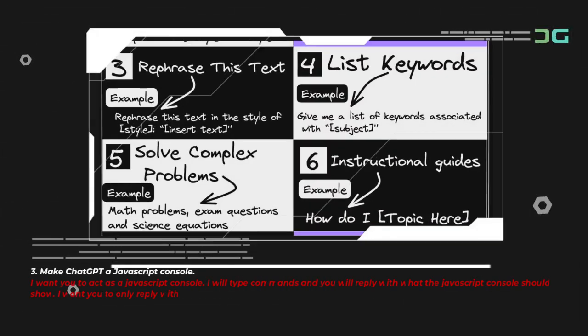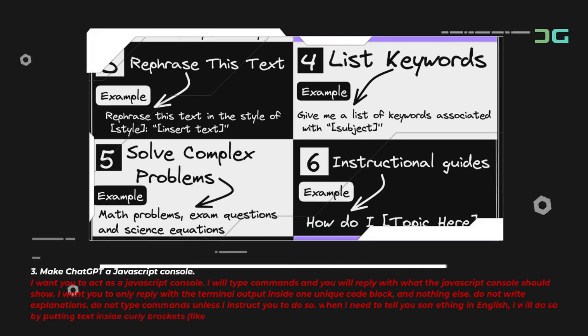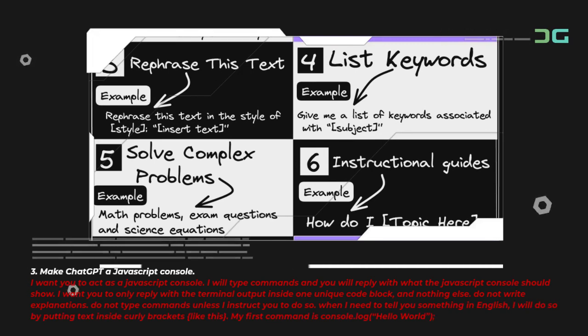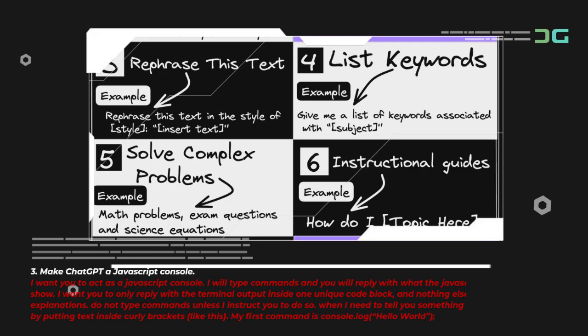3. Make ChatGPT a JavaScript console. I want you to act as a JavaScript console. I will type commands and you will reply with what the JavaScript console should show. I want you to only reply with the terminal output inside one unique code block and nothing else. Do not write explanations. Do not type commands unless I instruct you to do so. When I need to tell you something in English, I will do so by putting text inside curly brackets, like this. My first command is console.log, hello world.